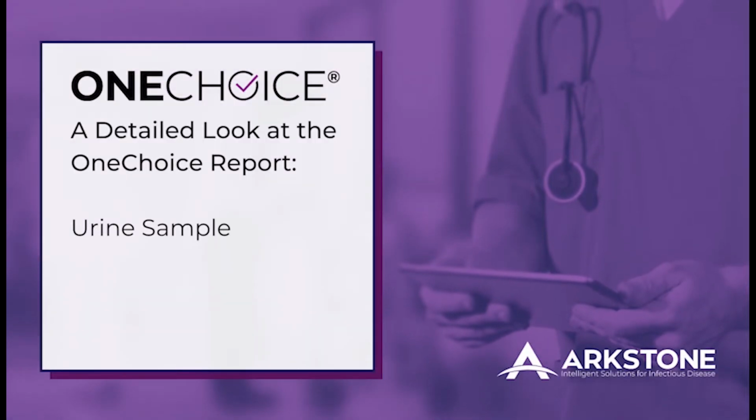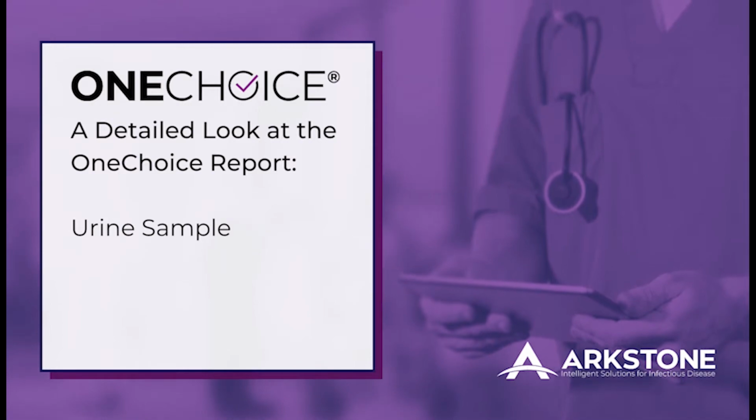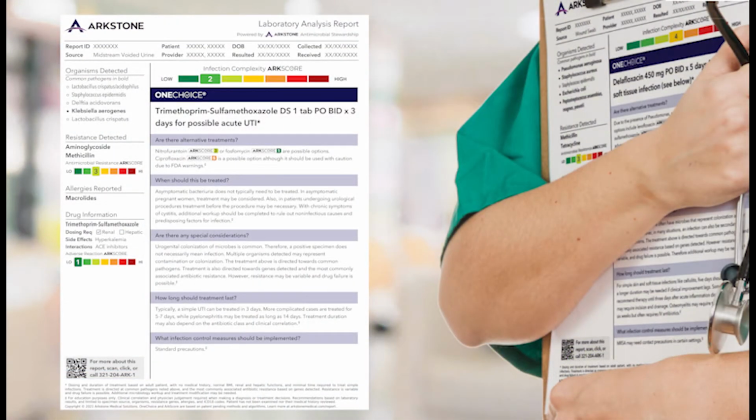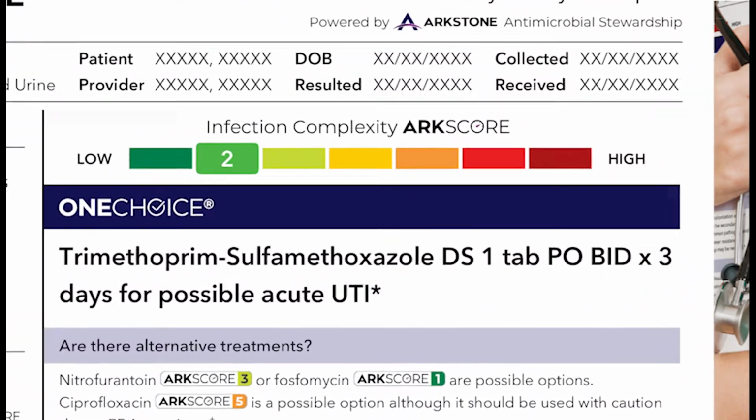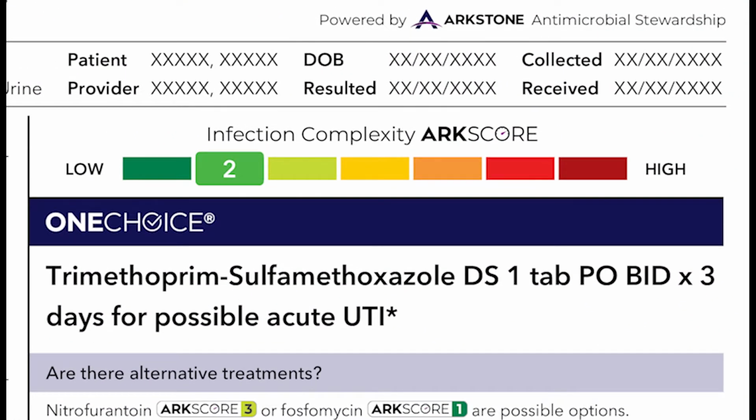This particular Arkstone OneChoice report is analyzing an NGS urine specimen. Let's review each part of this report in detail. When you look at a OneChoice report, the first thing you're going to see is an infection complexity ARC score pretty much in the center of the page.